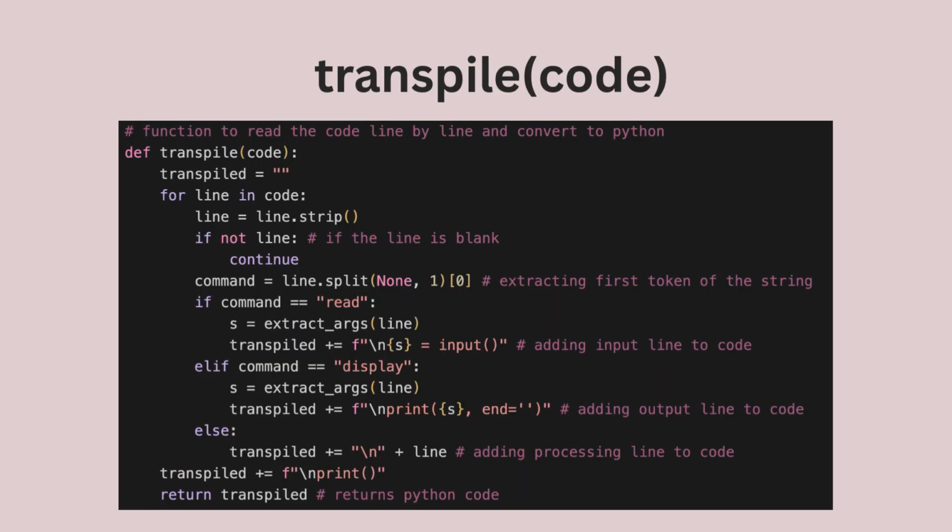This is the transpile method, which reads the code line by line. First, it will strip the line of any white spaces. If the line is blank, it just continues and does not do anything further. If the first word of the line is read or display, it will go ahead and convert those lines into input or print statements. And if it's a normal Python line, it just adds it directly to the transpiled version.